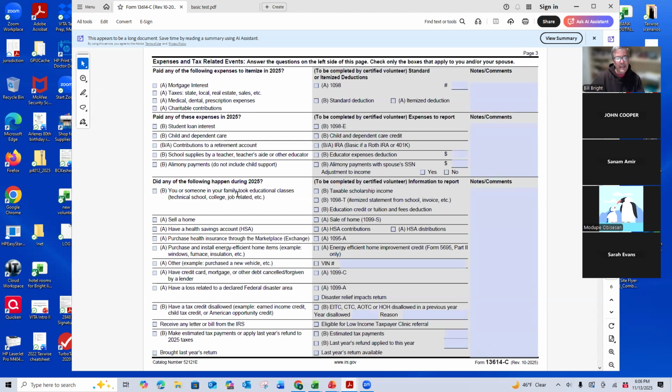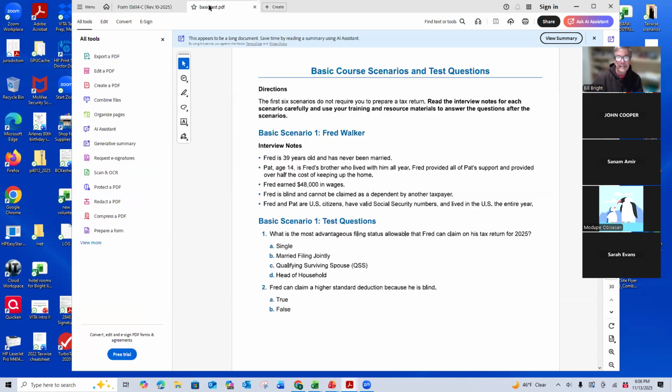We're also going to be looking at adjustments to income, which are things like student loan interest, retirement account contributions, HSAs, etc. And just a reminder, the basic test is up. You might want to take a look at the first six questions, which don't require a tax return as we go through all this stuff. It's really pretty safe, self-explanatory, a lot of them.